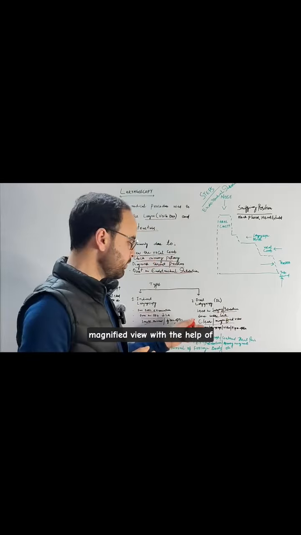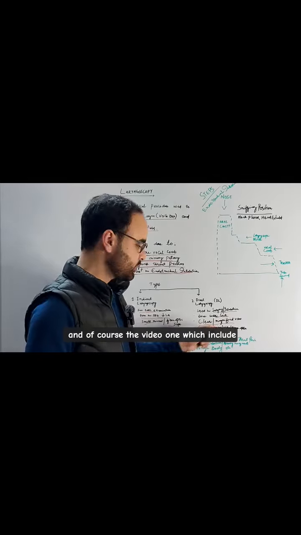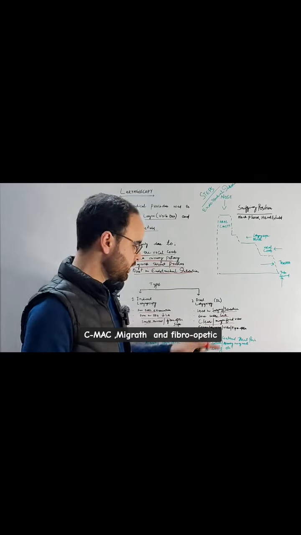Here we have a clear and magnified view with the help of a variety of laryngoscopes, which include the common laryngoscopes with McIntosh blade, Miller blade, and of course the video ones, which include CMAC, McGrath, and fiber optic.